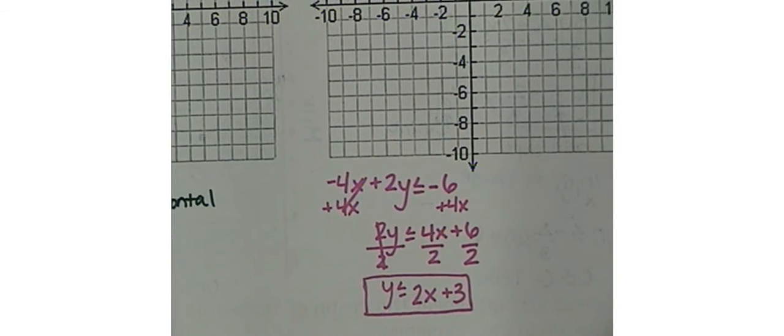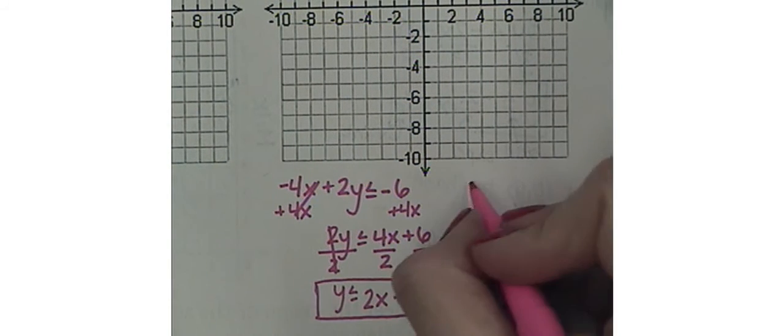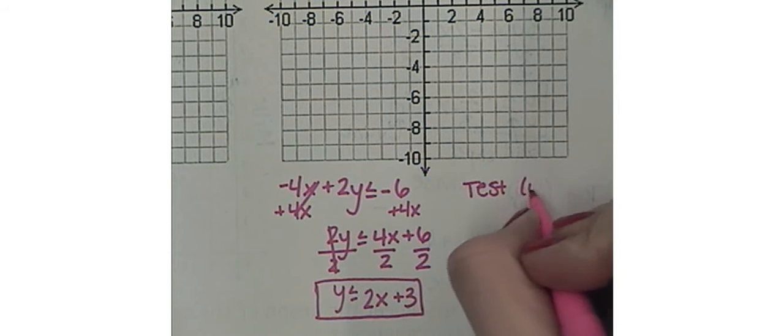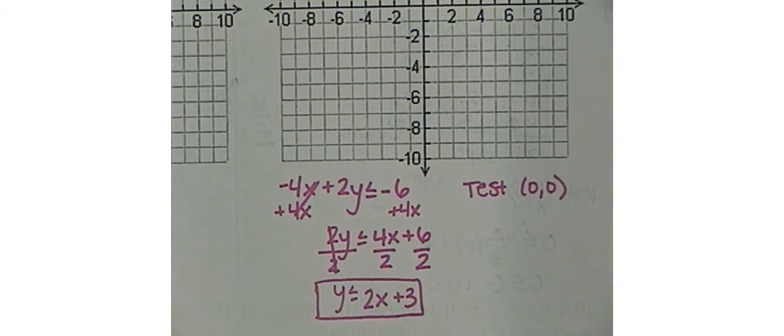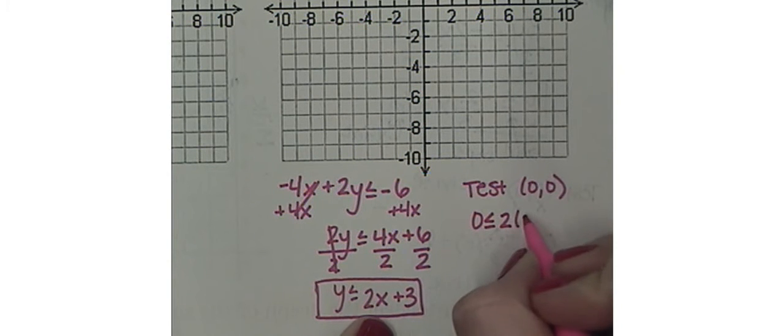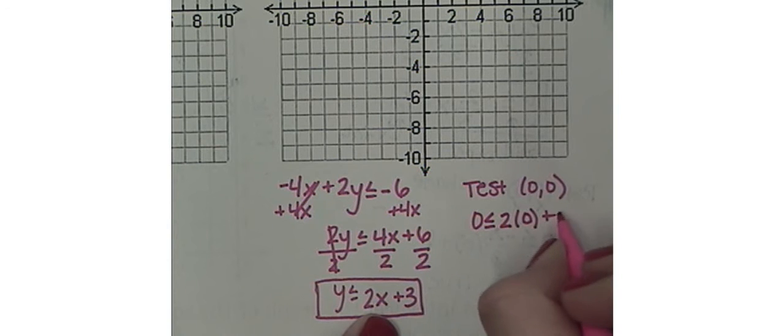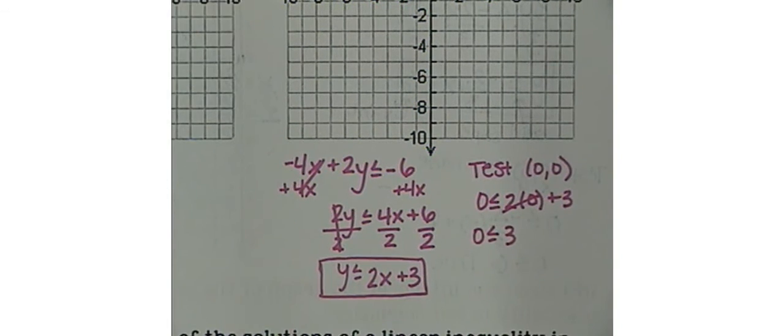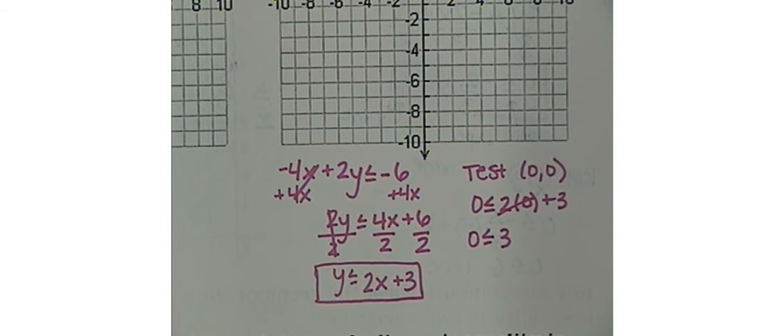But before I graph, I'm just going to plug in my test point right away to determine where to shade. So I'm going to put in a 0 right here for y, then my inequality symbol, 2 times 0 goes in for x plus 3. 2 times 0 is just 0. 0 plus 3 is 3. Okay, remember your alligator mouth, your Pac-Man mouth wants to eat the bigger. Oh, I made a mistake. Sorry. Good thing I caught it now.